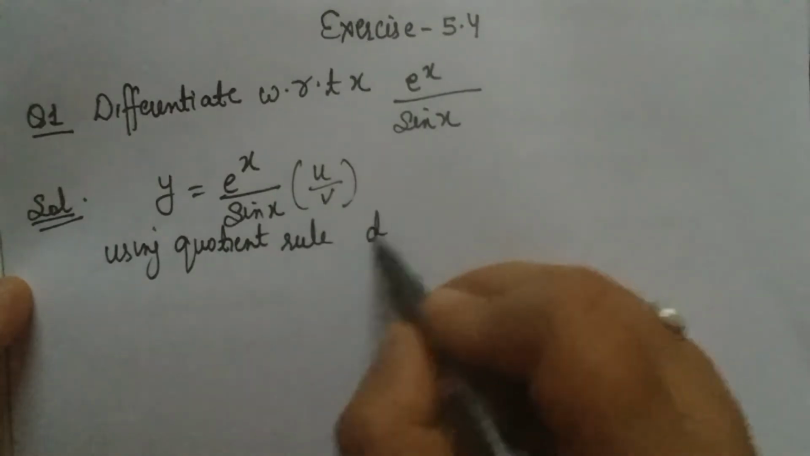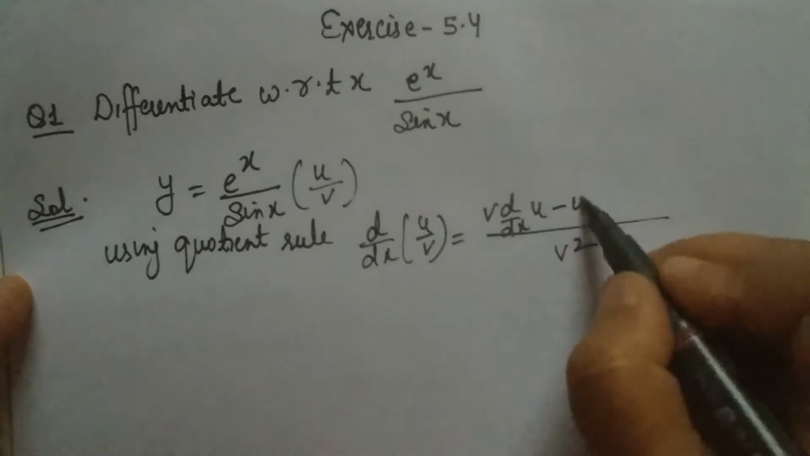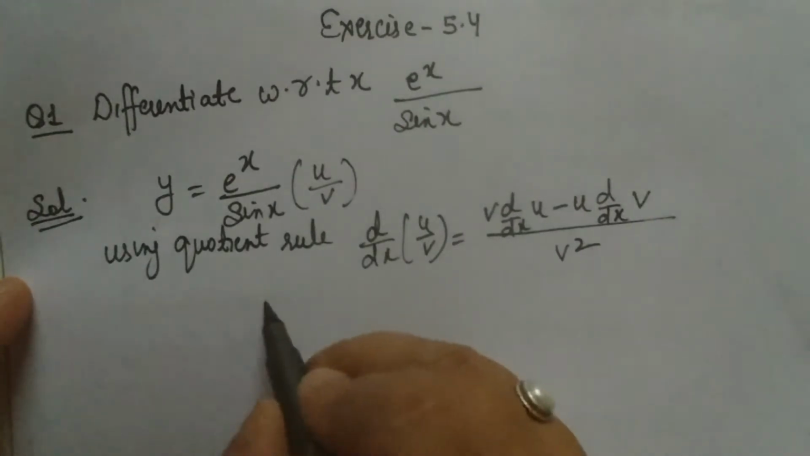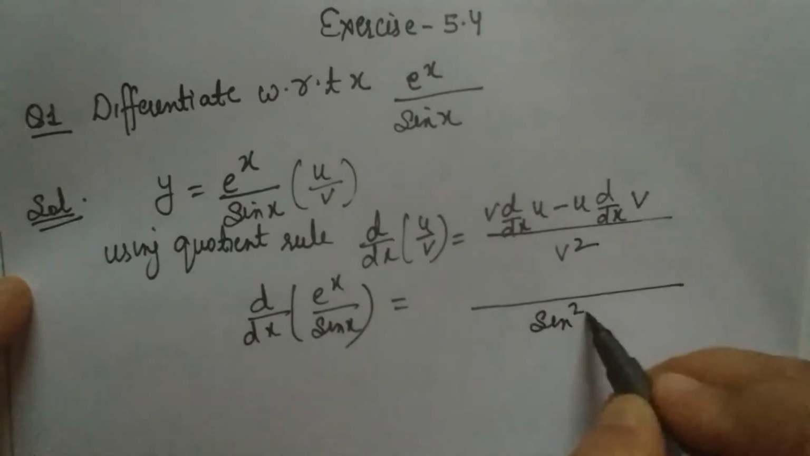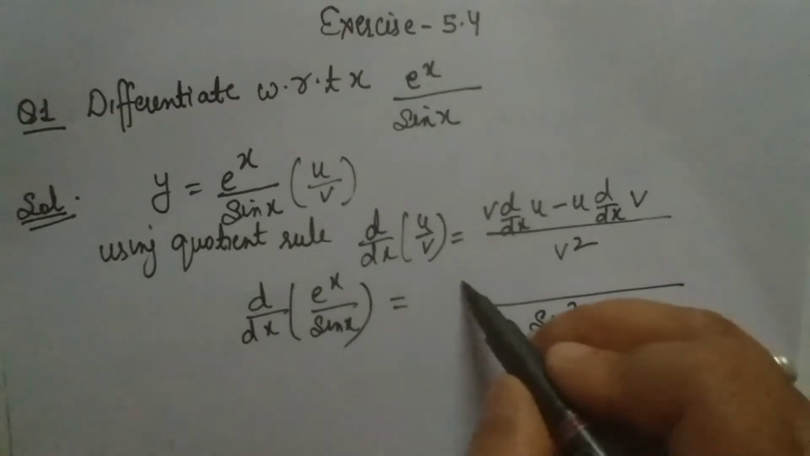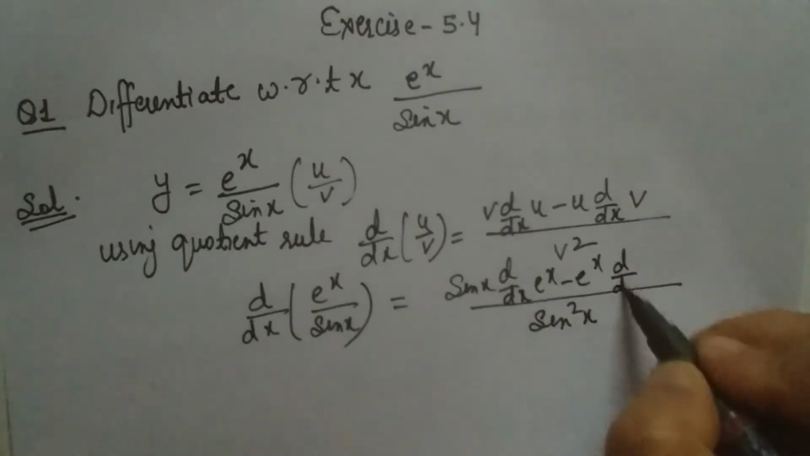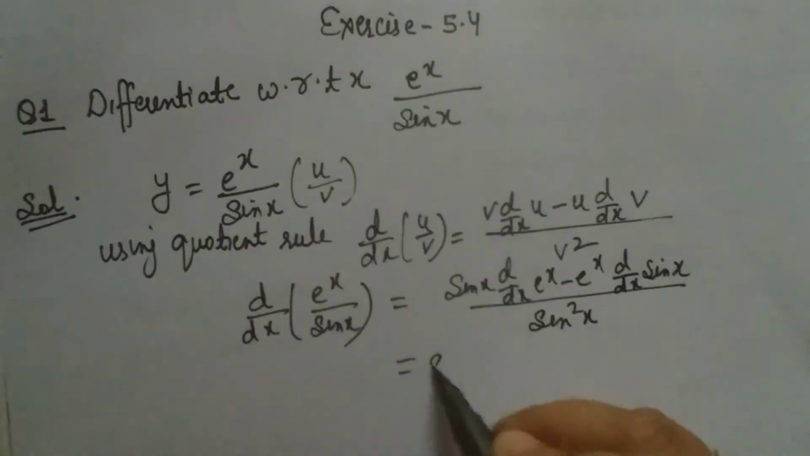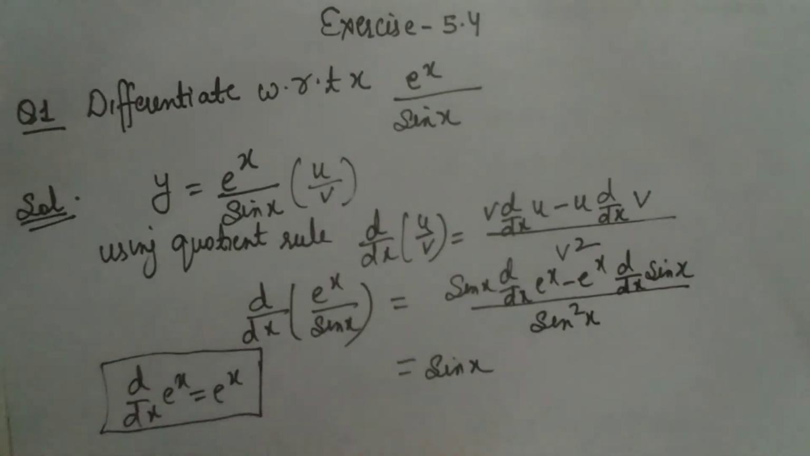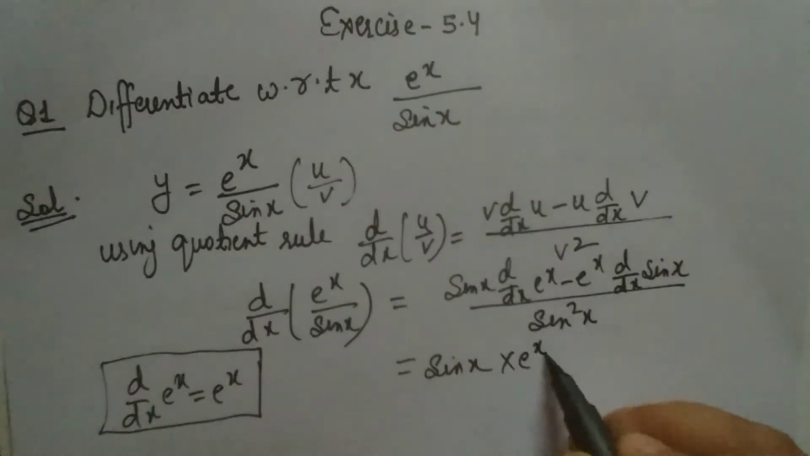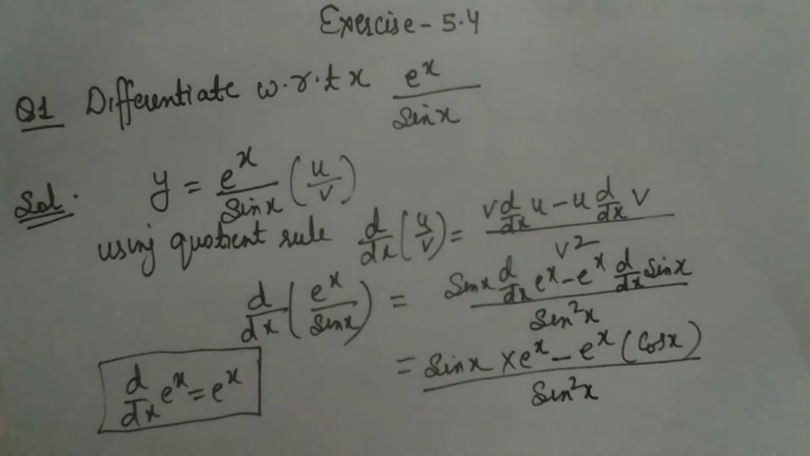What is quotient rule? d/dx of u upon v is (v d/dx of u minus u d/dx of v) upon v square. Okay. So d/dx of e^x by sin x will be over sine square x. You know sin x whole square is same as sine square x. And it becomes sin x, as v is sin x, d/dx of e^x minus e^x d/dx of sin x. What is the derivative of e^x? Derivative of e^x is e raised to power x itself. Okay, so it becomes sin x into e^x minus e^x, and the derivative of sin x is cos x, divided by sine square x. Okay.